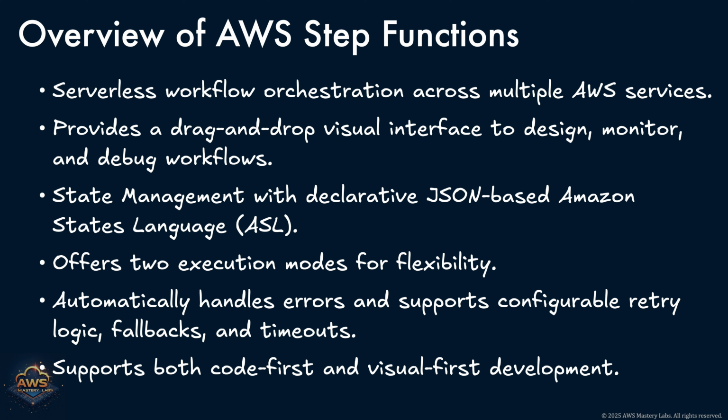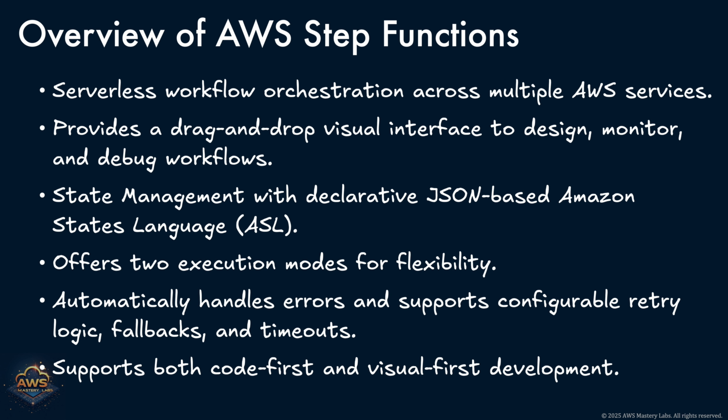Workflows in Step Functions are defined using the Amazon States Language, a structured JSON-based format that allows you to declare states, transitions, conditions, parallelism, and input-output transformations. This gives you full control over how your application logic is orchestrated, with support for complex branching and looping logic. There are two execution modes to choose from: Standard and Express. Standard workflows are ideal for long-running, durable processes, while Express workflows are optimized for high-throughput, short-duration tasks.